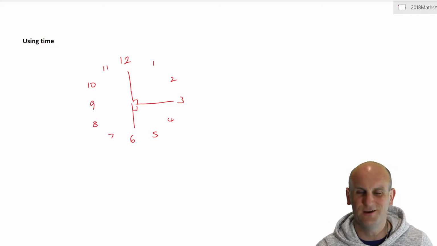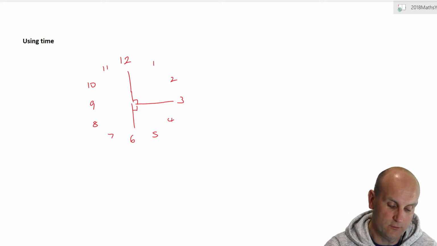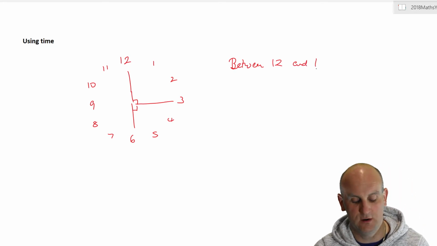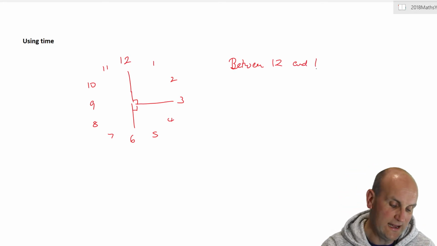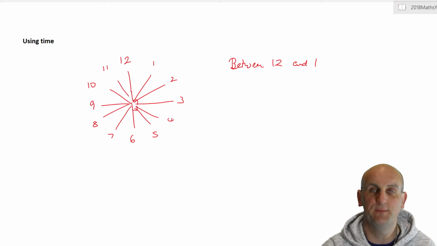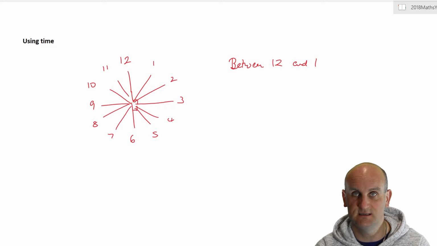And you'll say, well, hold on, what's that got to do with anything? Well, imagine they wanted you to find the angle between, say, 12 and 1. What angle the hands make between 12 and 1. Well, we now know that our clock could be split up into how many different slices. All right, so it sort of goes back to fractions. Well, there's 12 hours, which means there must be 12 slices.